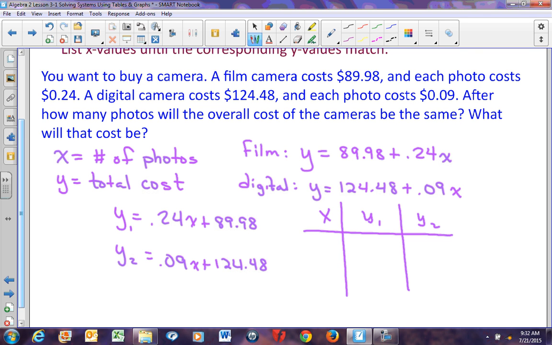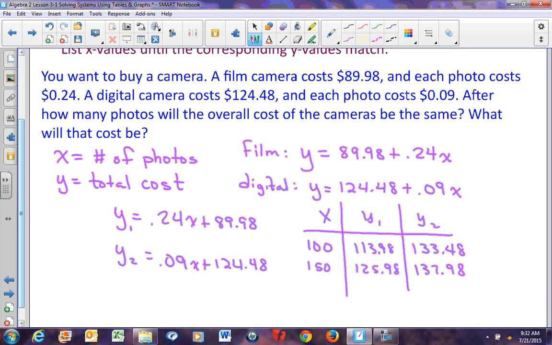At my table, when X is 100, my Y1 says $113.98. And this one's 133.48. So they're fairly far apart. So I know I'm going to have to go for a while. I'm just going to scroll down until I can see them getting closer and closer together. When I get to 150, my Y1 is 125.98 and my Y2 is 137.98. So they're getting closer, but you can still see they're quite a ways off.